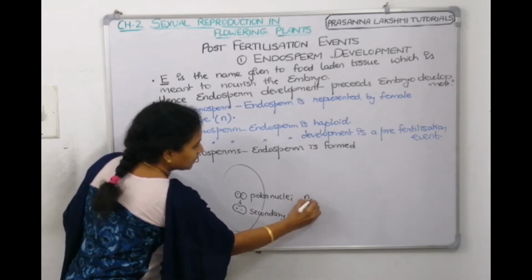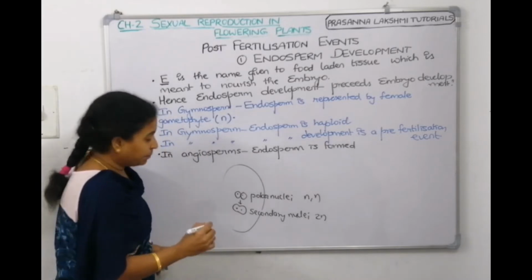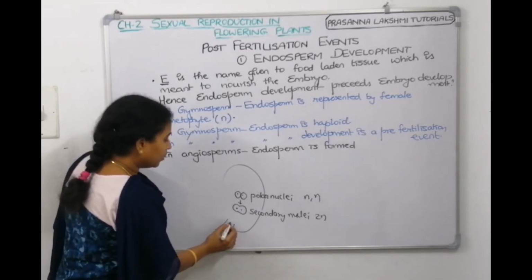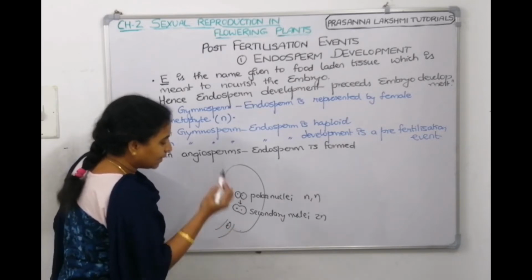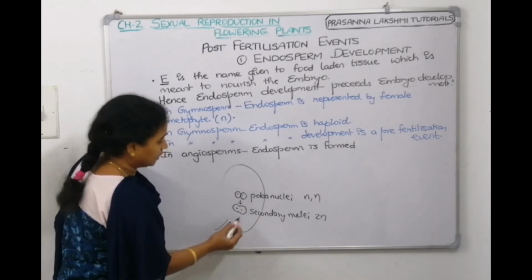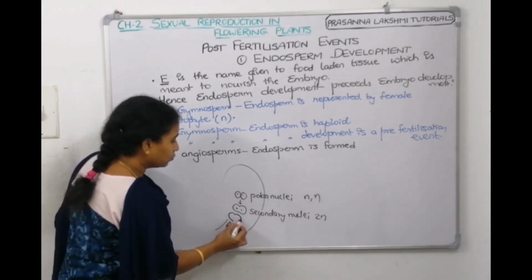Children, the polar nuclei are N and N. When they fuse, you will get a diploid tissue called 2N. Meanwhile, through the pollen tube, the male gamete is coming. One male gamete comes and fuses with the egg here. The other male gamete comes and fuses with this. So if this male gamete also comes and fuses, 1, 2, 3.